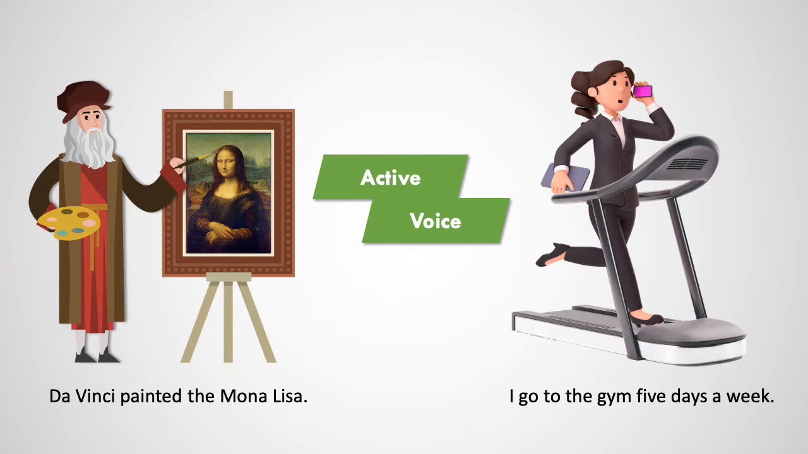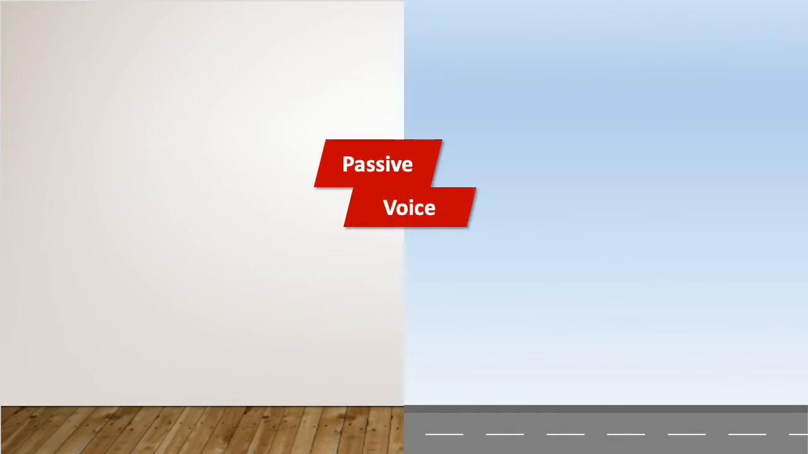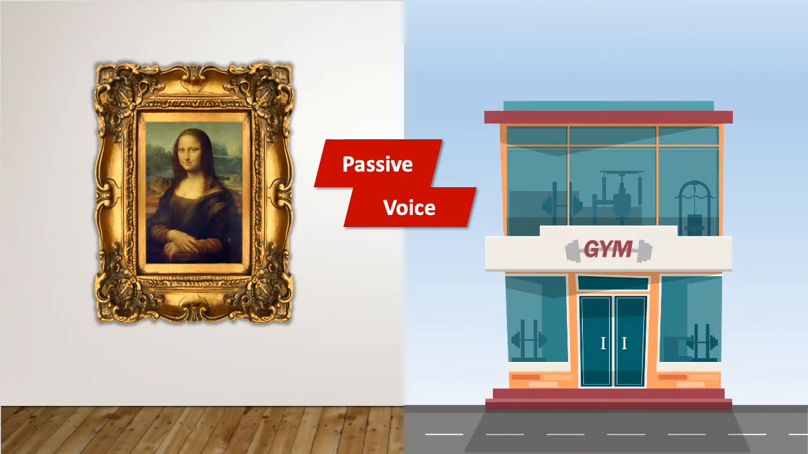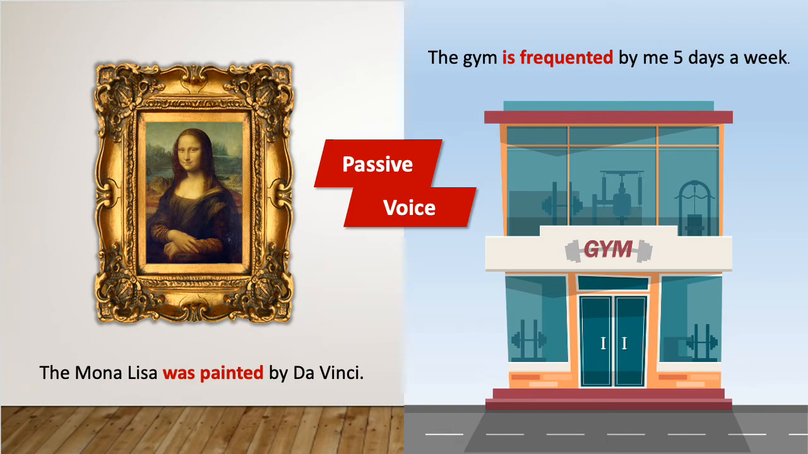I go to the gym 5 days a week. In these two sentences, the subjects, Da Vinci and myself, did or do the action. The verbs are in the active voice. If we were to rewrite these sentences in the passive voice, they would look like this. In the passive voice, the subject is having the thing done to it. It is passive, hence the term passive voice. The Mona Lisa was painted by Da Vinci. The gym is frequented by me 5 days a week.